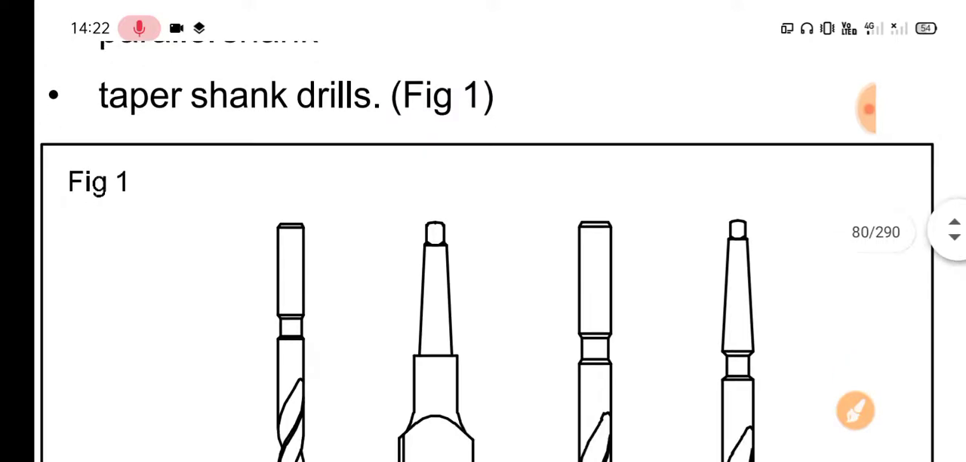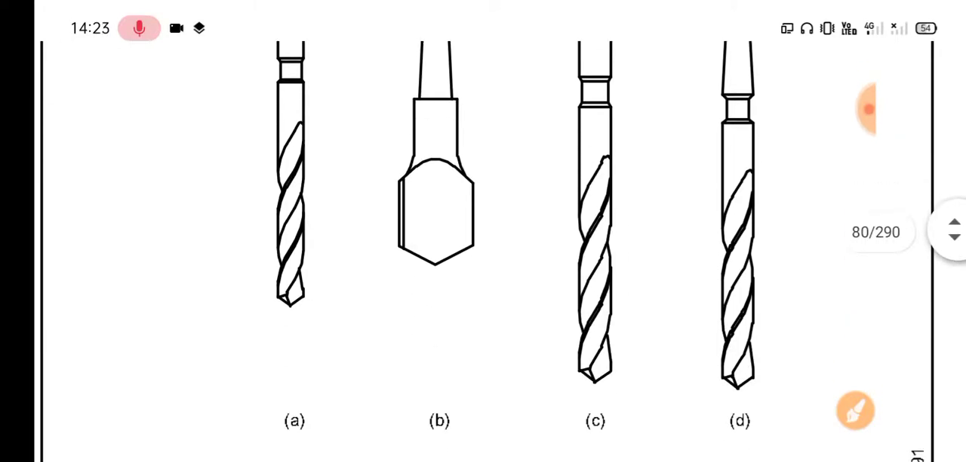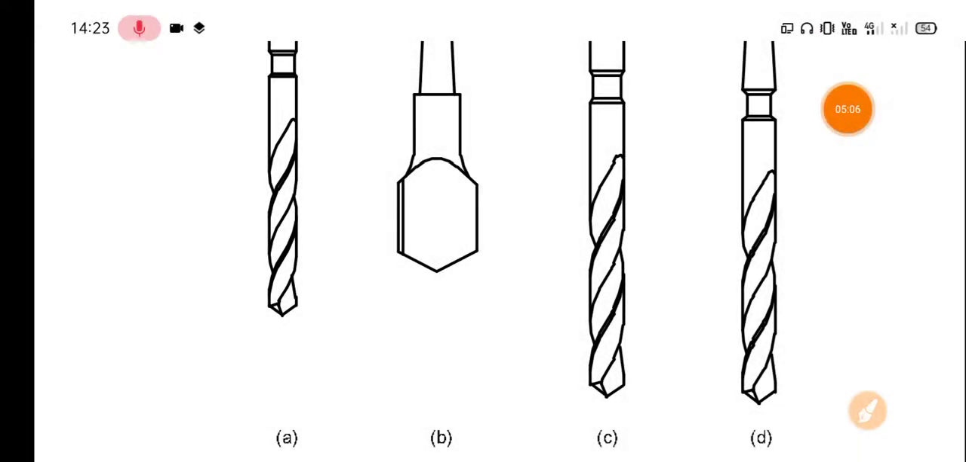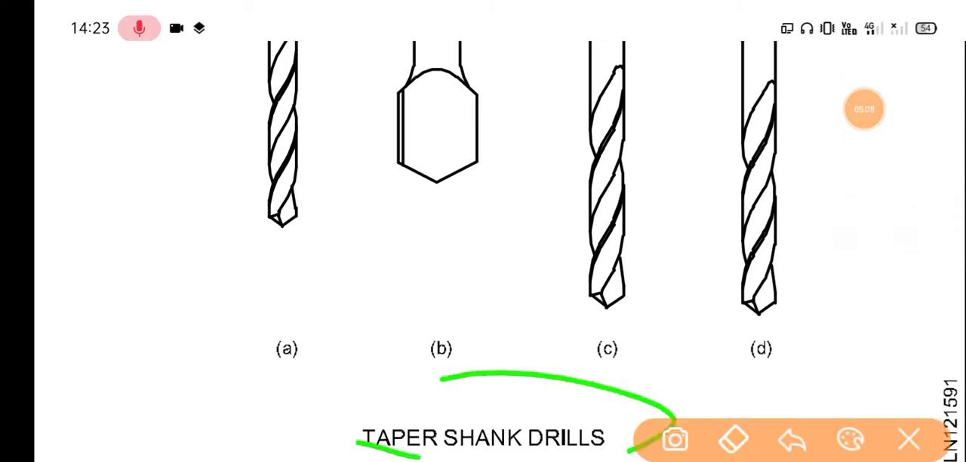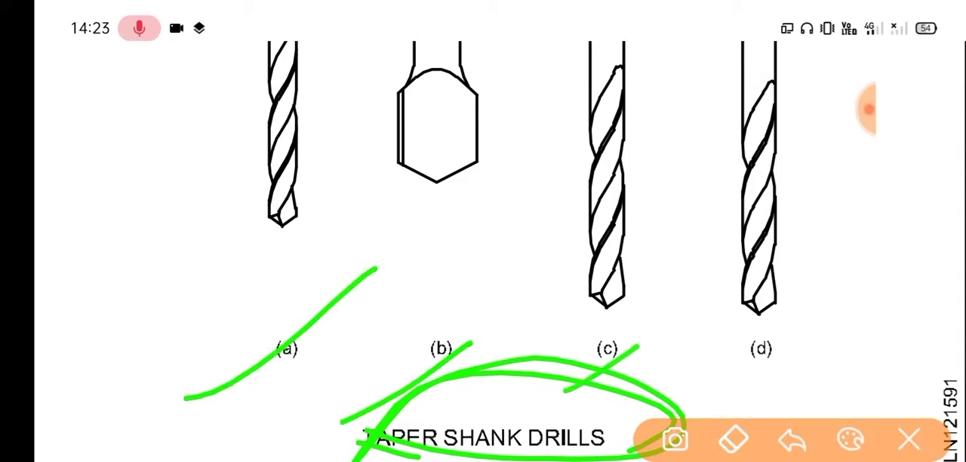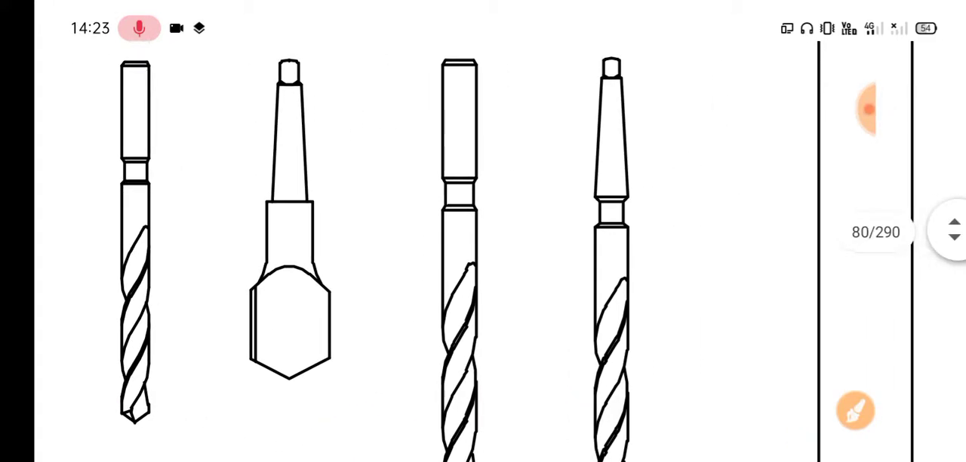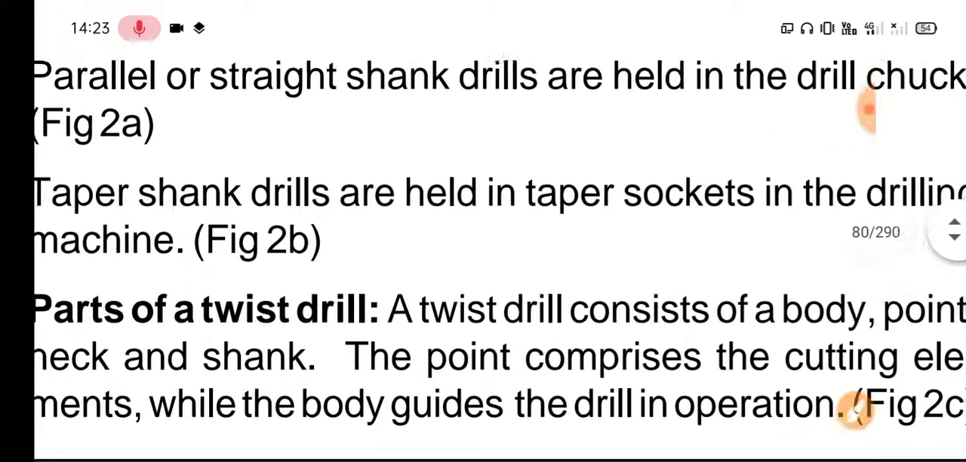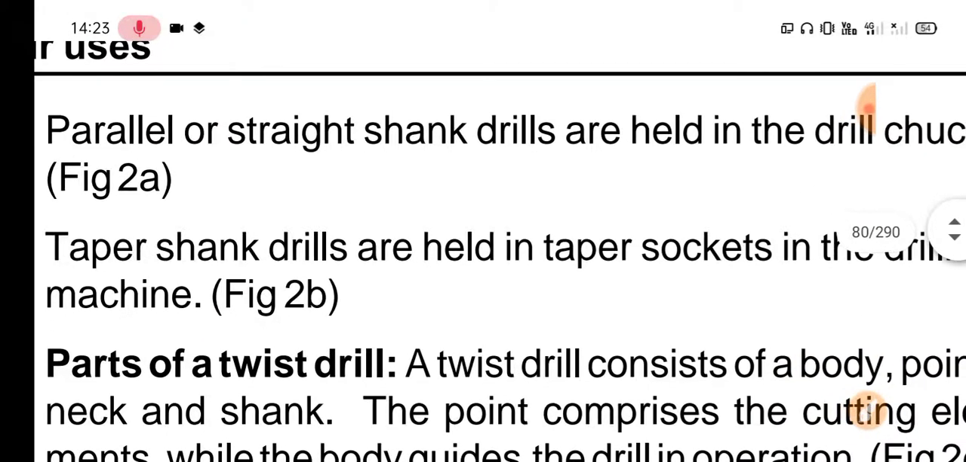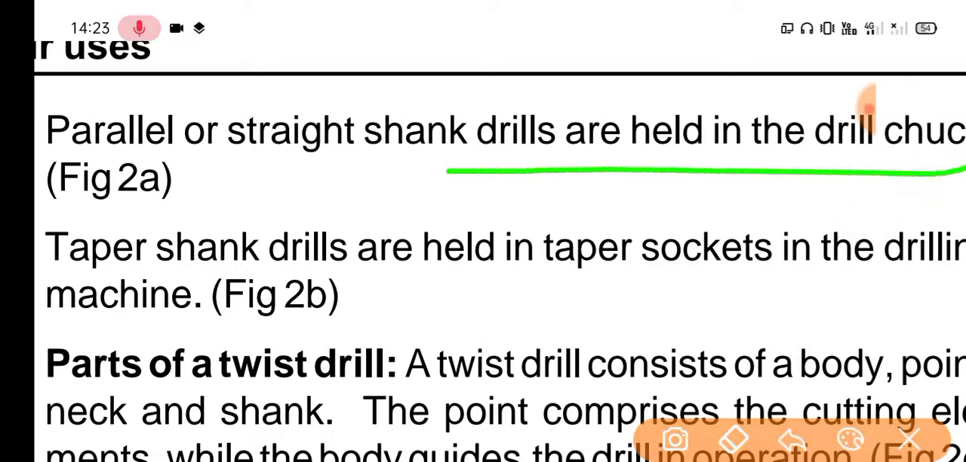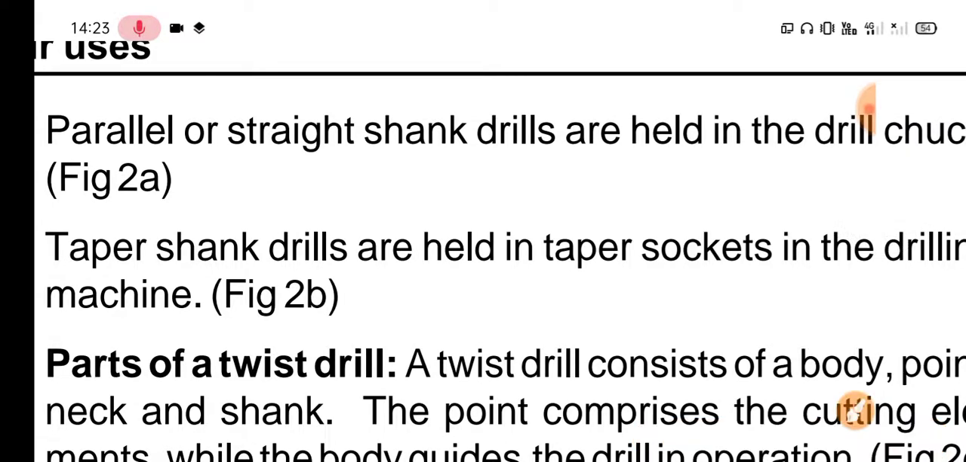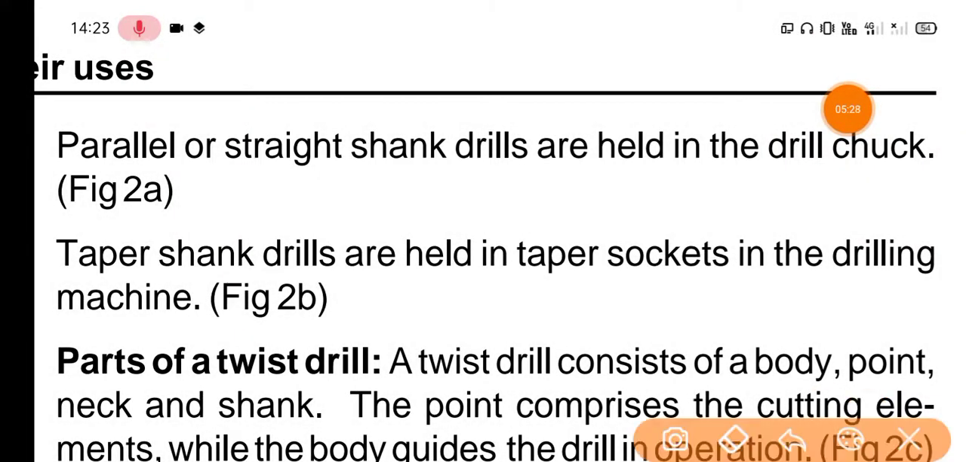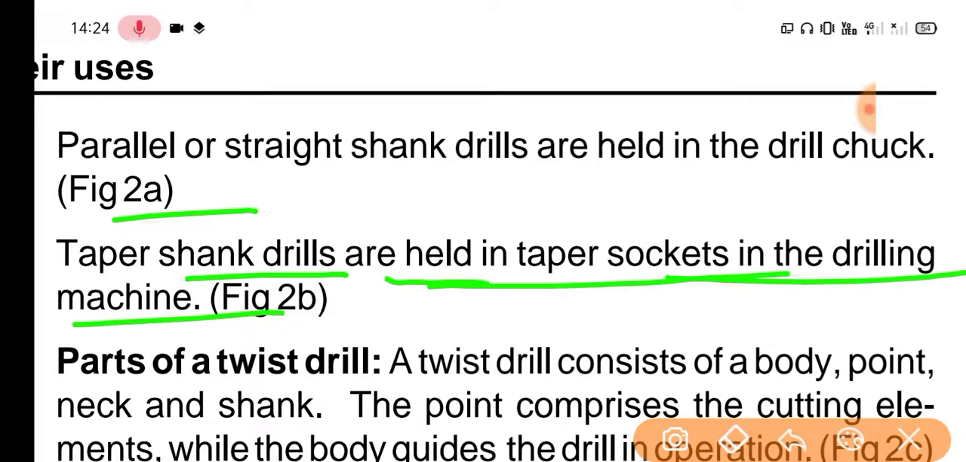Pictures given in 1. And this is A, B, C, and D. This is a tapered shank drill bit. These are tapered shank drills A, B, C, D. The parallel shank drills are held in the drill chuck, given in 2A. The tapered shank drills are held in tapered sockets in the drilling machine, 2B.